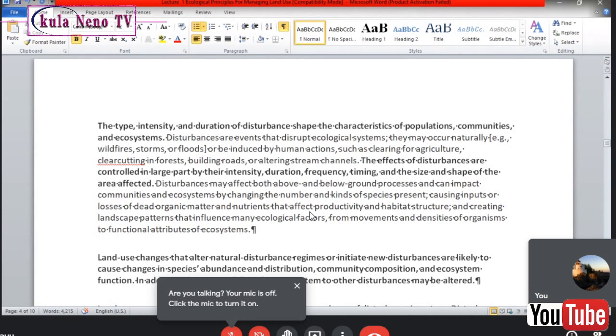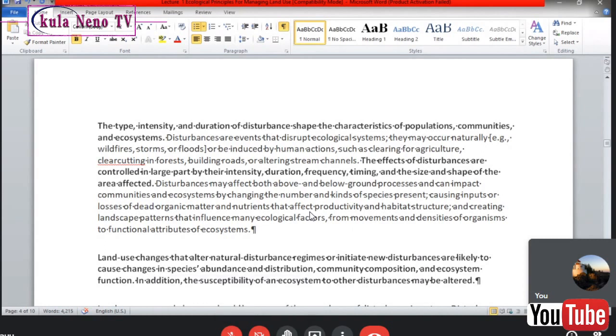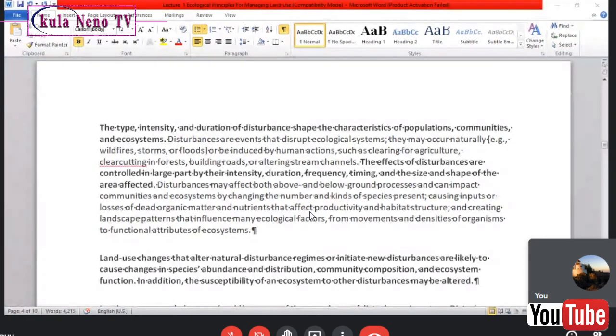Okay, so the effects of disturbances are controlled in large part by their intensity. How intense are those disturbances that you have put? It could be a small disturbance, maybe the intensity is not so high. But if it's a huge disturbance, then it is going to be a problem.